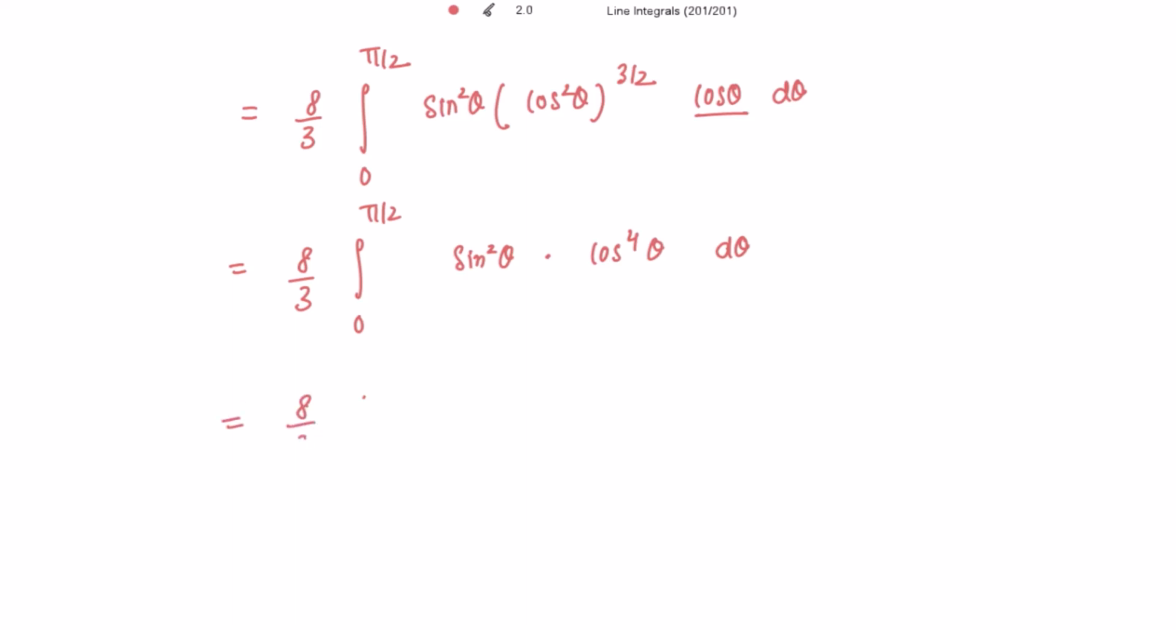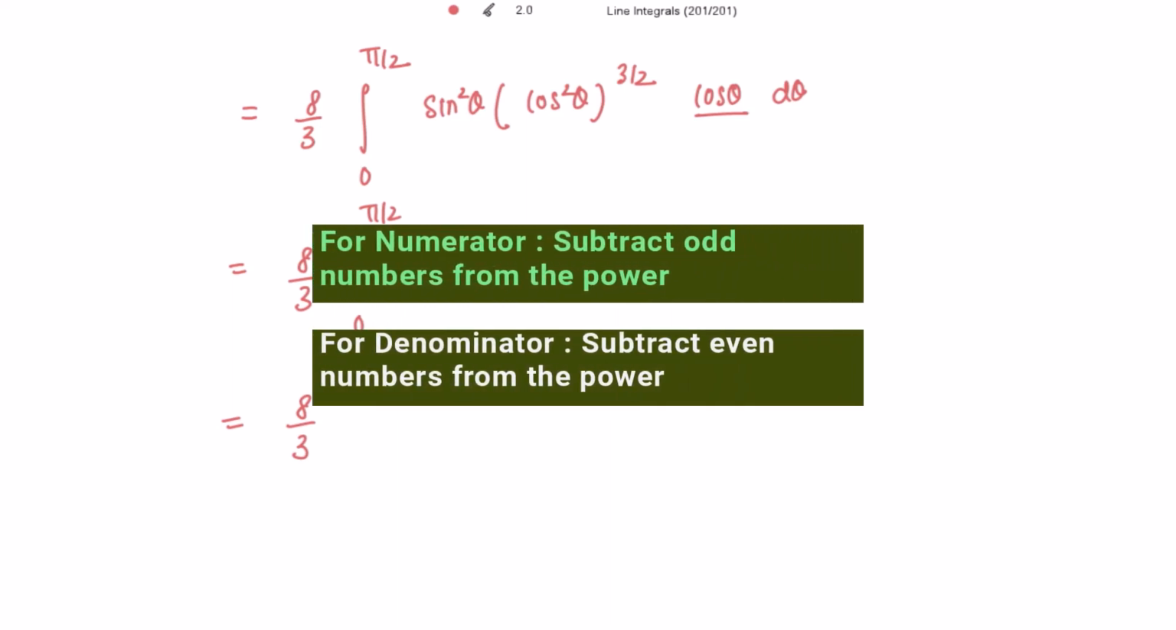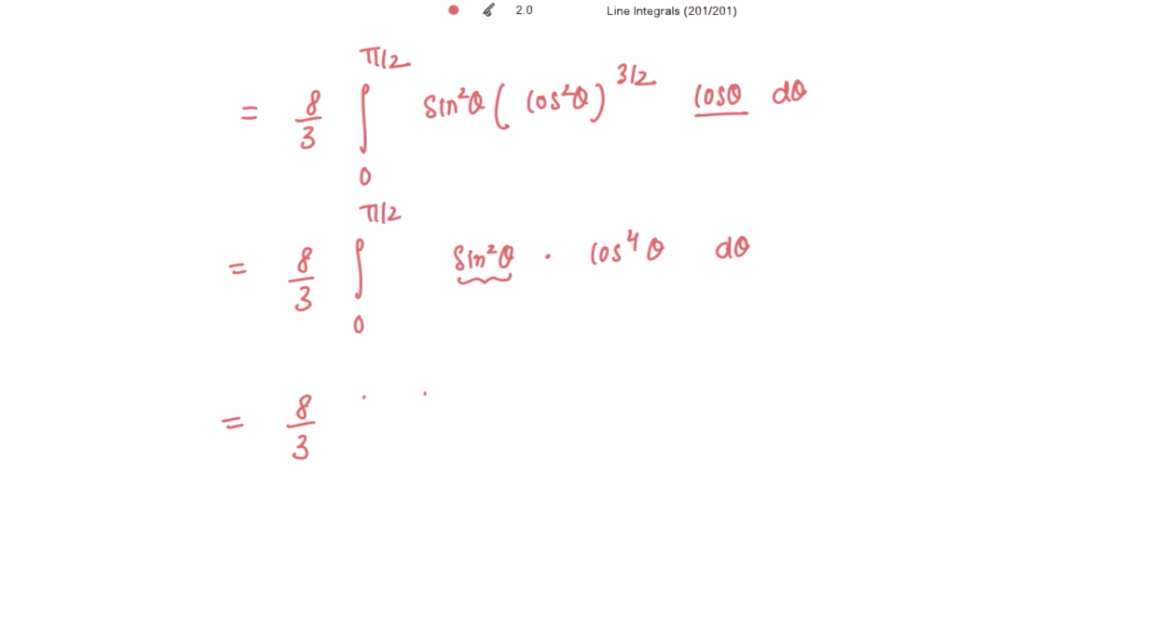So that is equal to 8 divided by 3. Here I am having the power of sine to be even, 2. So we have to subtract the odd numbers from the power for the numerator. So this is 2 minus 1, that gives 1, till we get 1. Now the power of cos is 4. Again we have to subtract the odd numbers from the power for the numerator. So 4 minus 1 is 3, 4 minus 3 is 1. That's it, stop here. And because the power is even, pi by 2 is also multiplied with this.